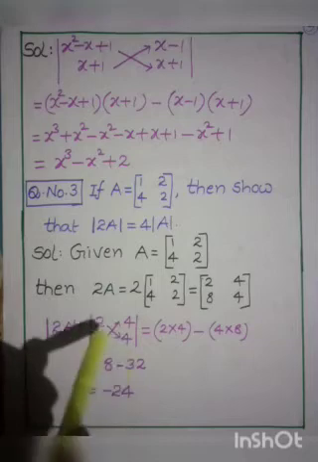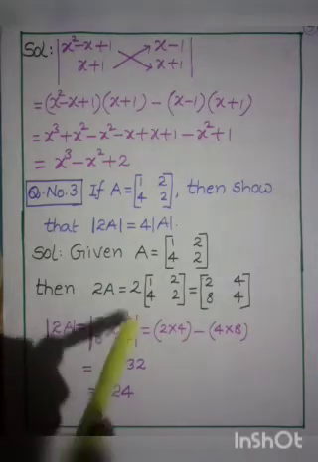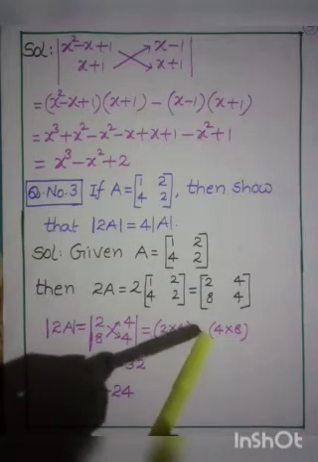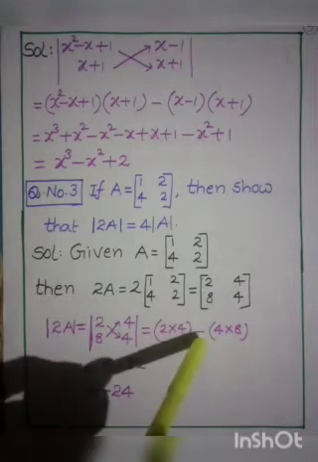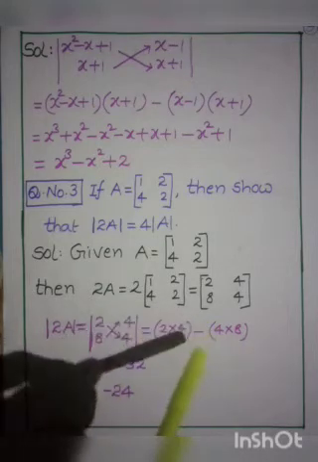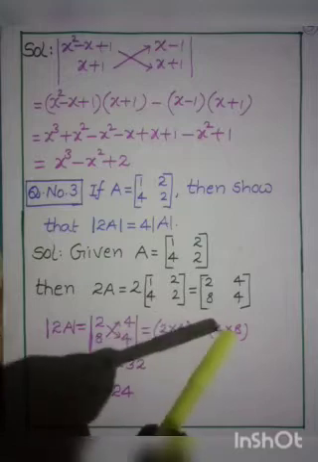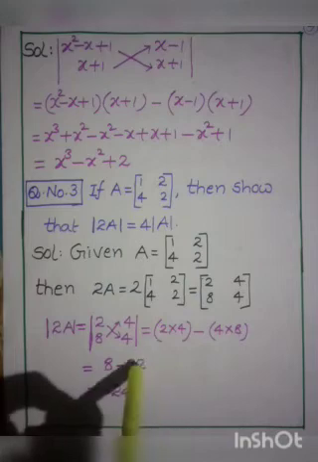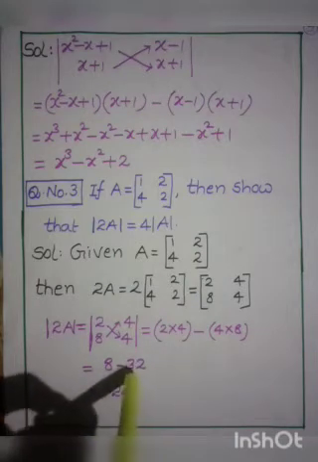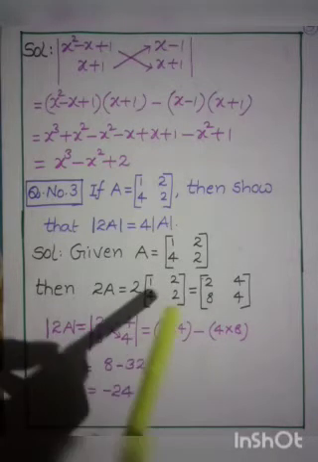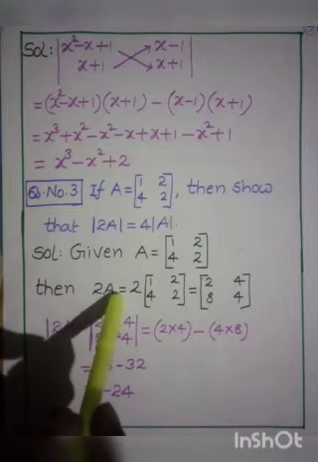Now we use cross multiplication. 2 into 4 minus, remember this point, keeping the minus sign, minus 8 into 4, or 4 into 8. Understood these two terms, my dear children? Right. 2 into 4 you get 8, minus 4 into 8 you get here 32. 8 minus 32, what will you get? Minus 24. This number is called the determinant of the matrix 2A.